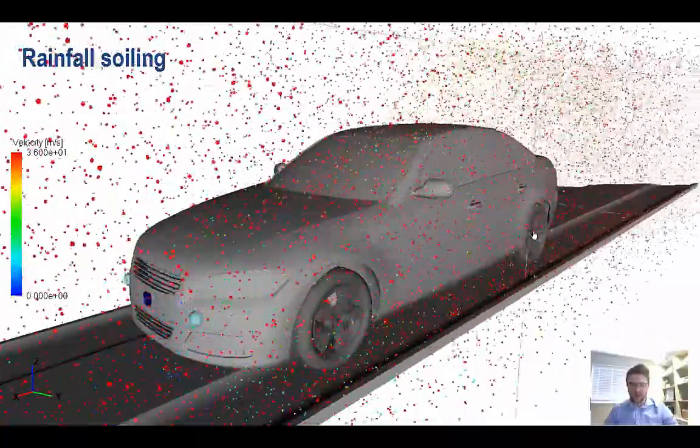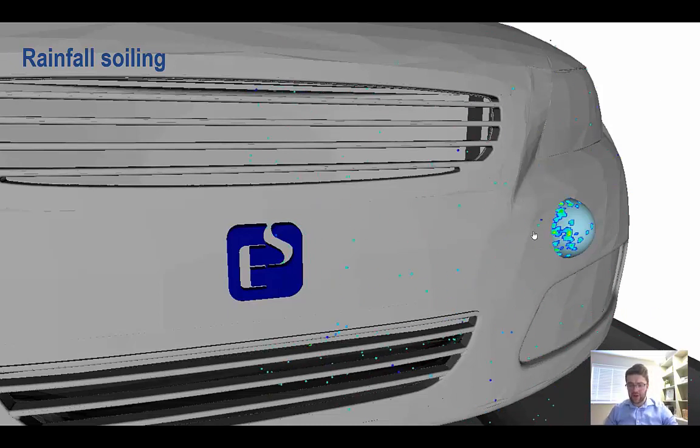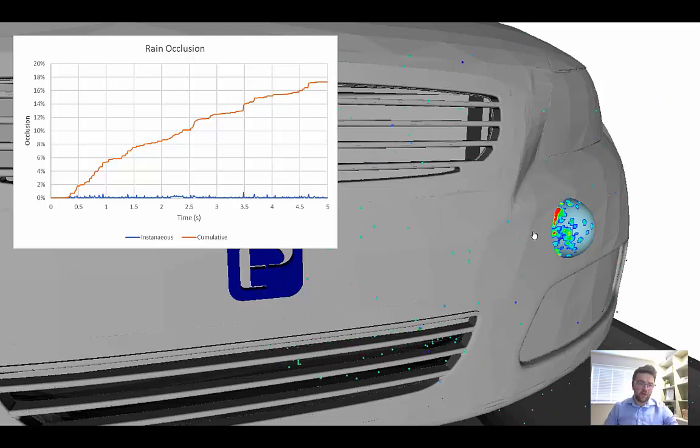But if we have something like this rainfall scenario, we have the exact same situation as before, in that we want to monitor where the particles are hitting that surface, how frequently they are, what the overall soiling rate is, and how quickly it becomes fully occluded. In this case, rainfall is not very heavy, so the overall occlusion is only getting to around 18% in the 5 seconds, far lower than we were seeing in the previous example. So hopefully that's a clear explanation of how we can monitor the initial state of the car, and how we can then improve upon that.